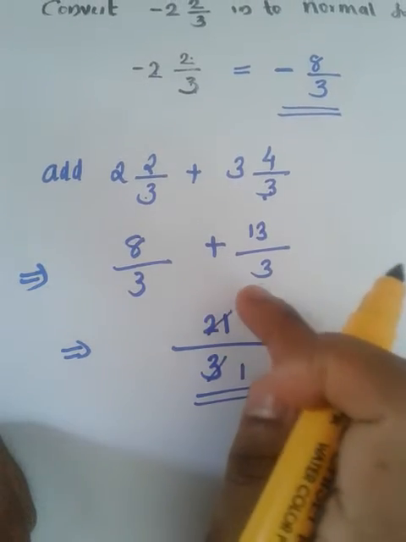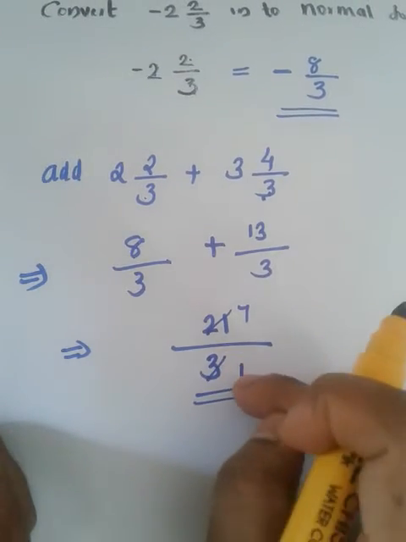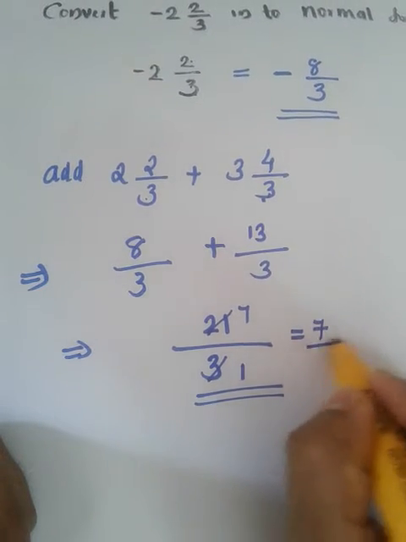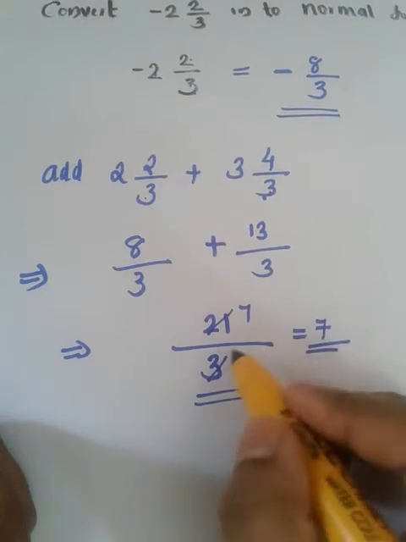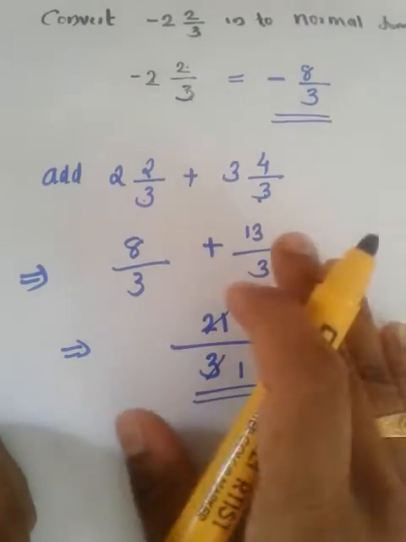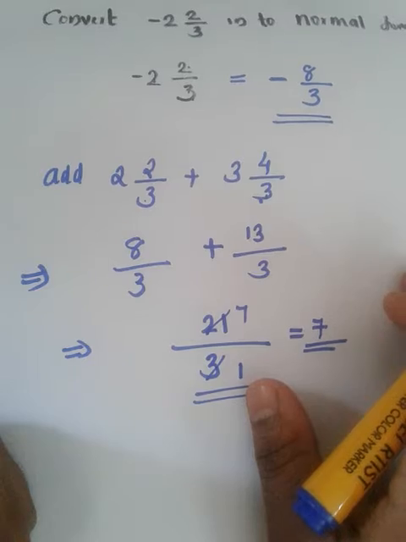In 21, how many 3s are there? 7 3s are 21. In 3, how many 3s are there? 1. So the answer is 7 by 1. You can write it as 7. If the denominator is 1, you just write the numerator only, because 7 by 1 is 7. So you may have understood. Moving to the next question.